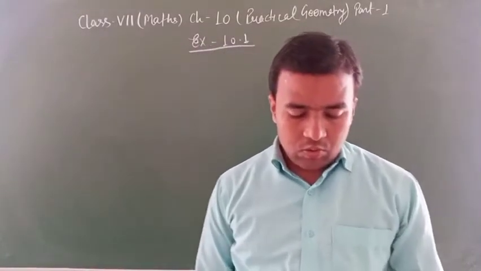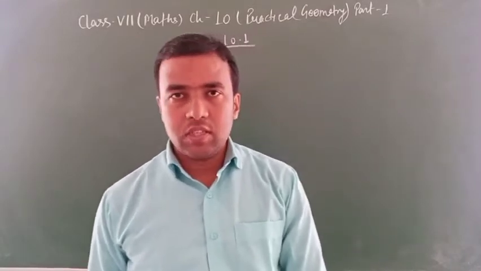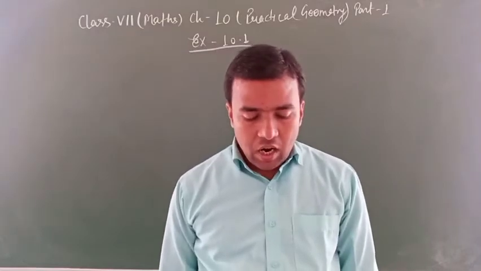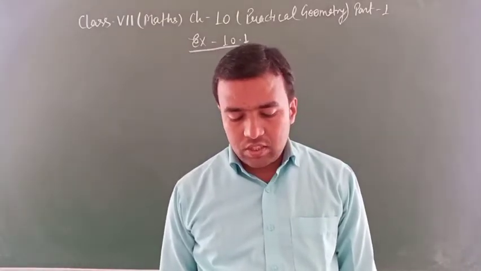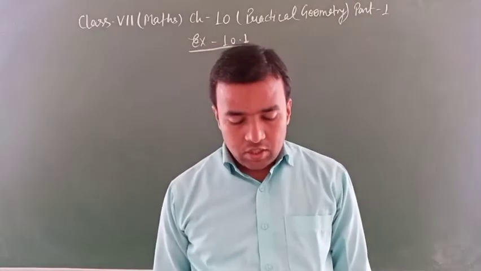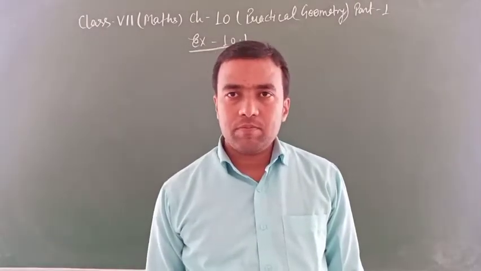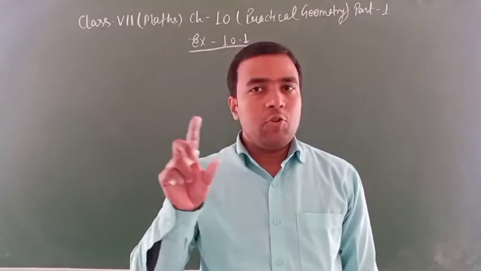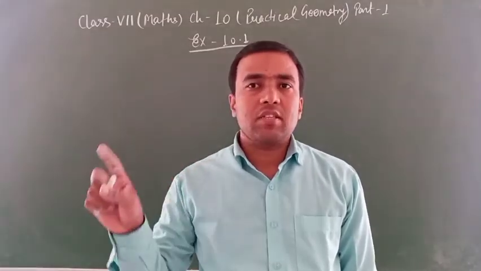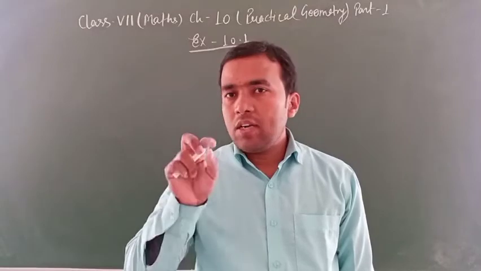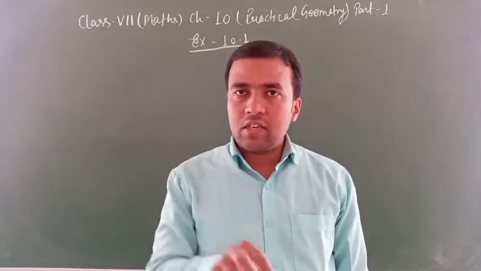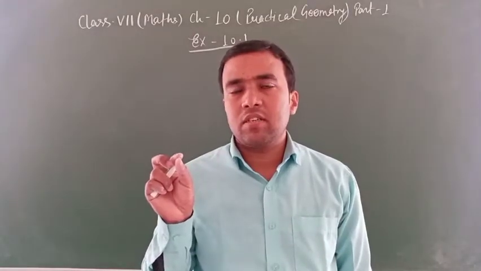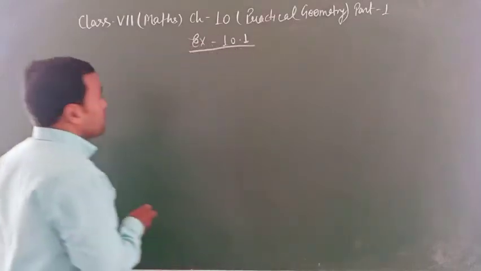Now exercise 10.1, first question: draw a line, say AB, take a point C outside it, through C draw a line parallel to AB using ruler and compass only. Clear? In practical geometry, you will make the figure, after that you will also write the steps of construction. Whatever you have done in the construction, you will write.